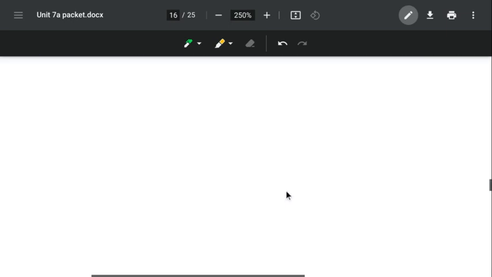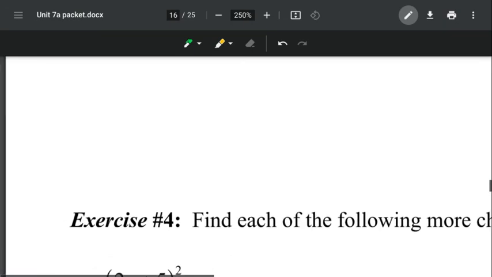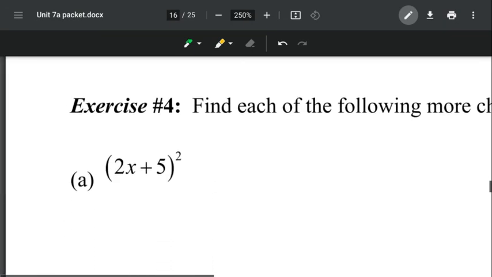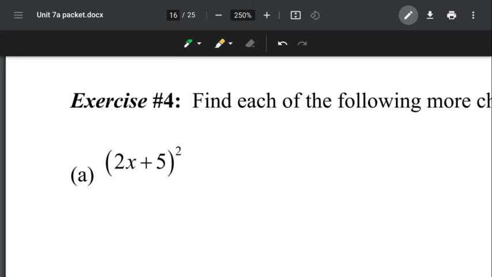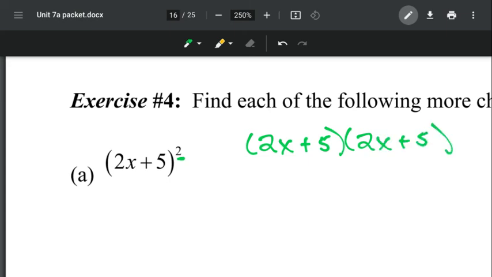Okay, let's find the next one. So for this one, it's basically the same type of thing, except you have this little 2 on the outside. That means we have to write this whole problem, 2 times, 2x plus 5, 2 times, 2x plus 5. After you do that, you're just back to the same old thing. Distribute 2x times 2x, and you get 4x squared. 2x times 5 is 10x.